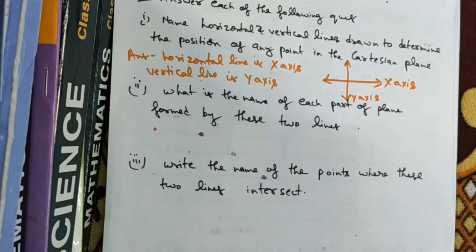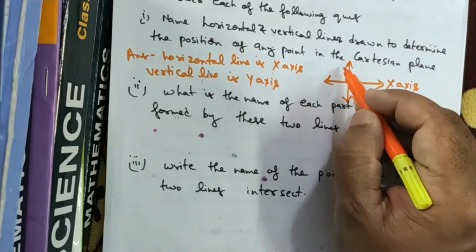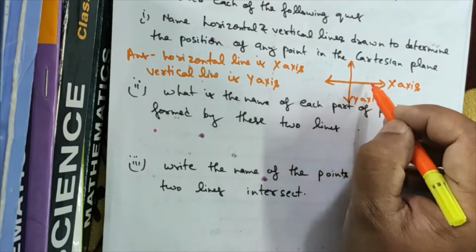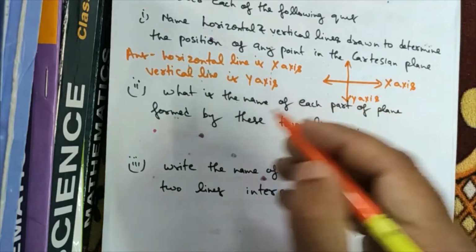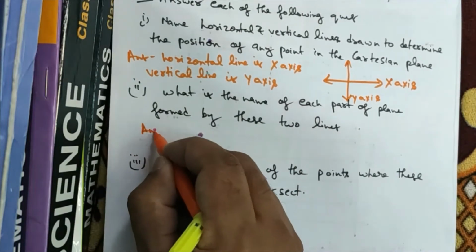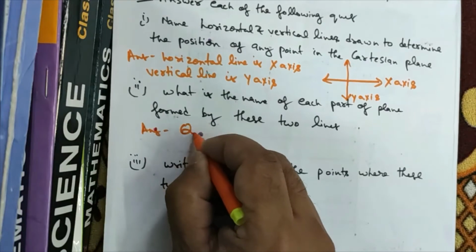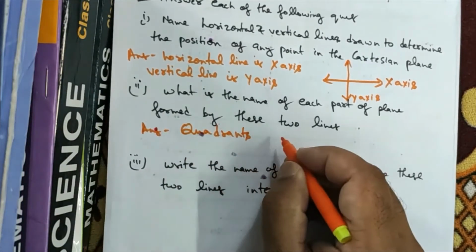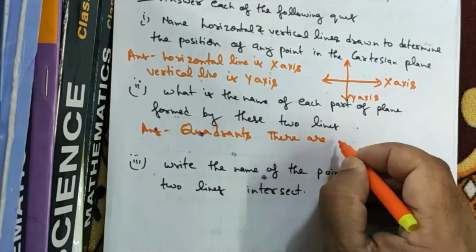Second part: what is the name of each part of the plane formed by these two lines? So this is the first part, second part, third part, fourth part. All these parts are called the first quadrant, second quadrant, third quadrant, fourth quadrant. These are called quadrants. And how many quadrants are there? There are 4 quadrants.